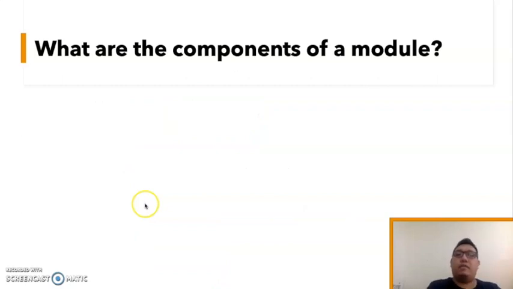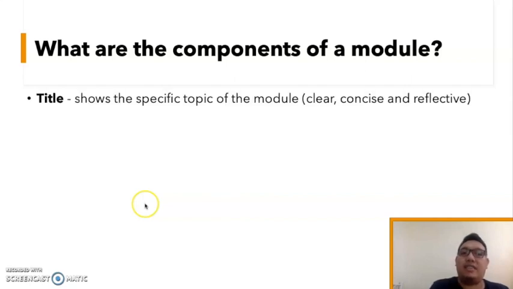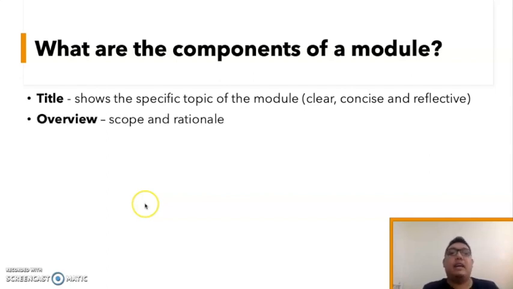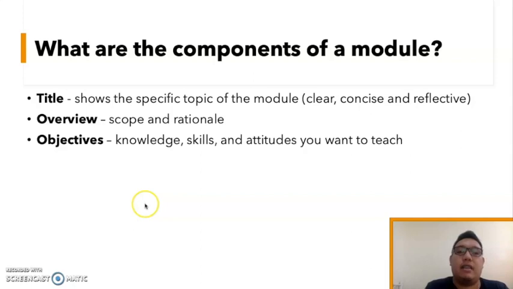So what are the components of a module? These will be the components that you will have to ensure will be accessible in your module. First is the title, which shows the specific topic of the module. The title has to be clear, concise, and reflective. Then the module would have an overview, which is the scope and the rationale. The objectives, which has to be showing the knowledge, the skills, and the attitudes that you want to teach.